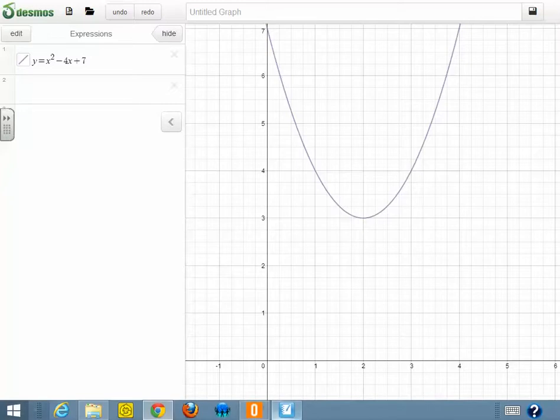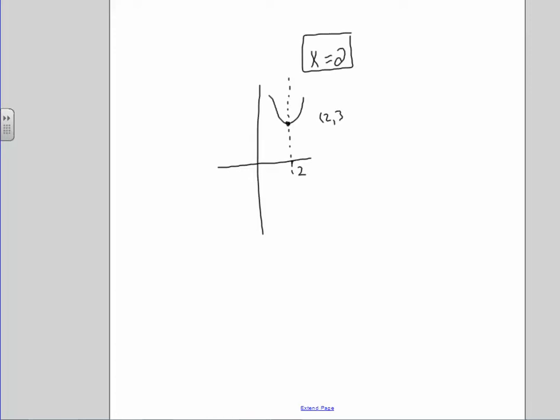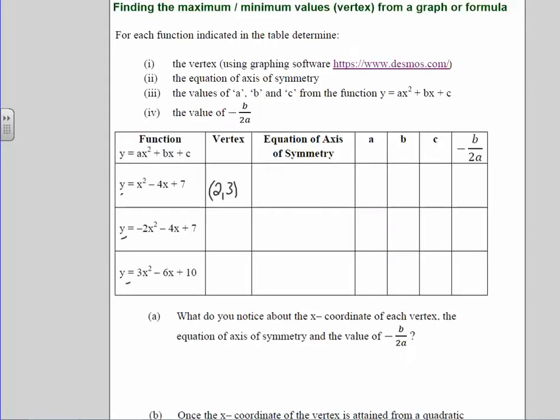So I'll just go back here and put in a blank page for a second. So we have our graph, and the vertex is right here, at 2, 3. If you go straight down through, it hits the x value of 2. So any vertical line is always written x equals. Now what is the x value it passes through? It passes through the x value of 2. So that's the equation of our axis of symmetry. You don't write just 2, it's x equals 2.